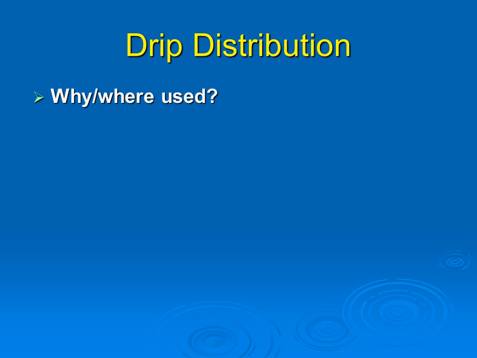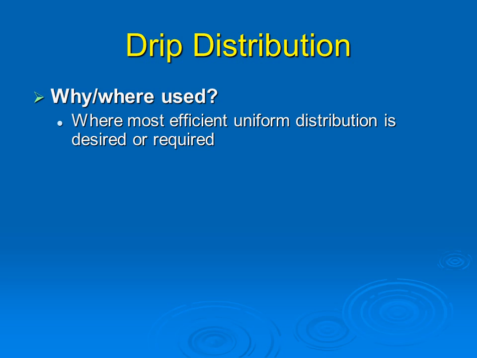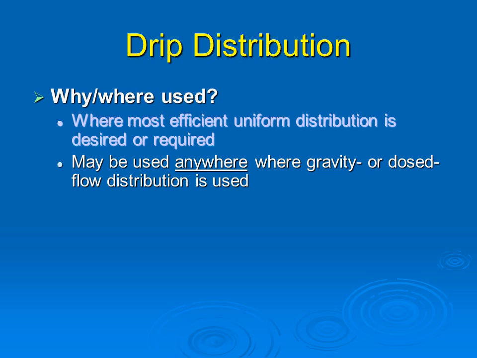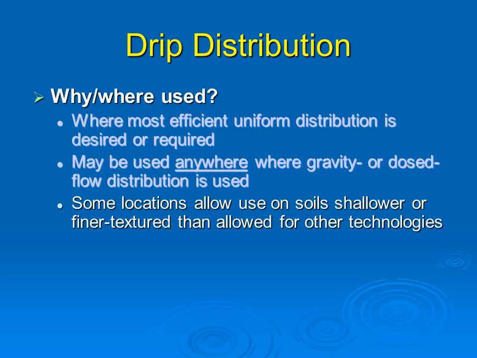So why would you use drip distribution and where? You would use it to obtain the most efficient uniform distribution. You can use it anywhere where gravity or dose flow distribution is used. For example, you can use it for a soil treatment system or for dispersing effluent over a media filter.